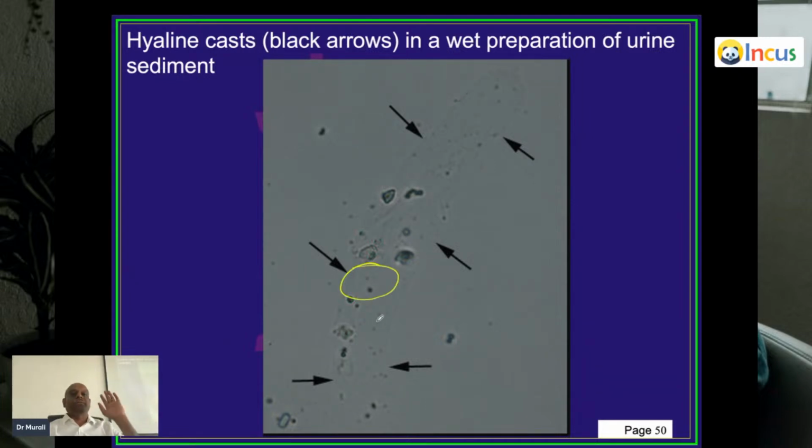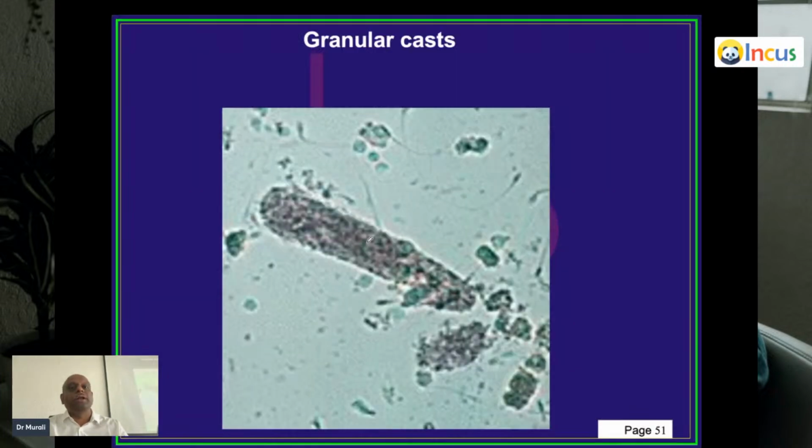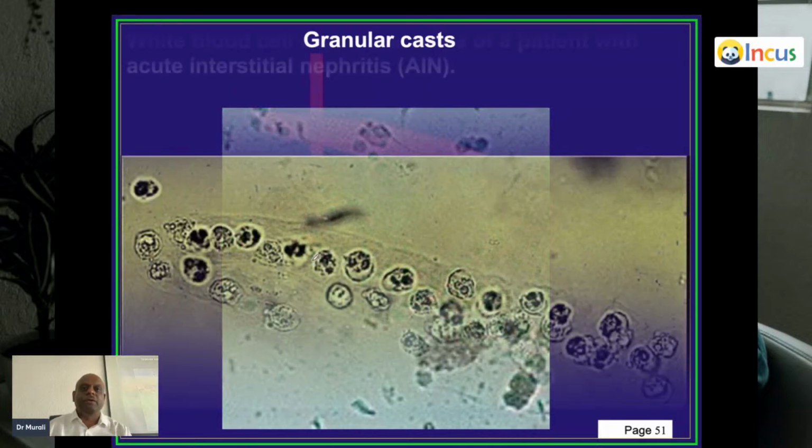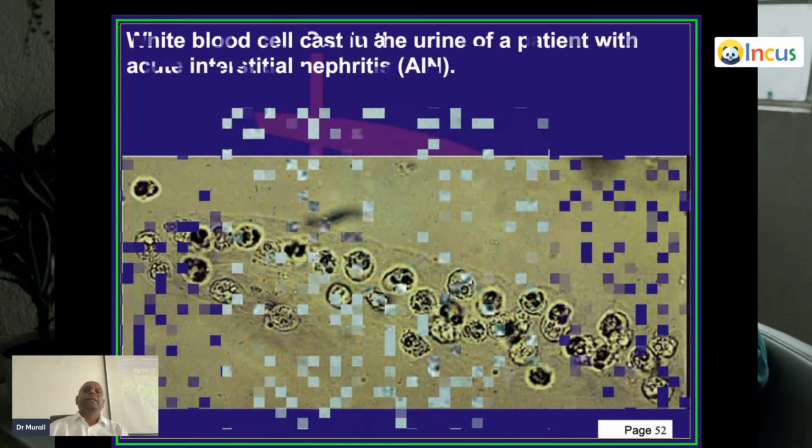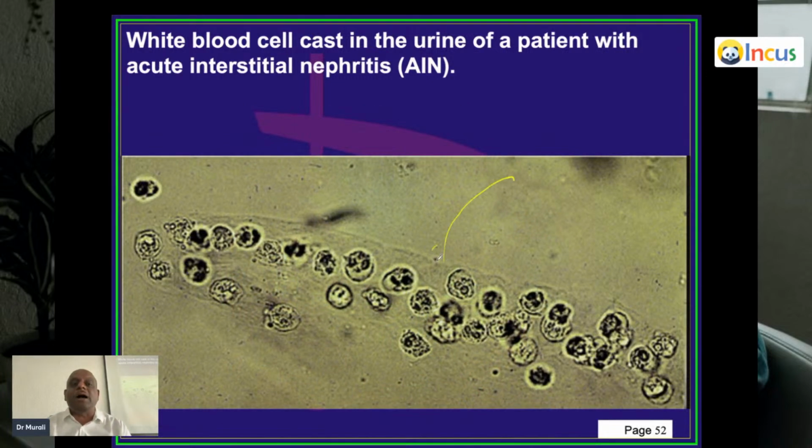Hyaline casts in a wet preparation. What is this? Hyaline casts are the feature of what? Normal urine में. These are called granular casts, which are angry urinary sediment, which is in pyelonephritis. In tubulointerstitial inflammation. Okay. Then these are the WBC casts, which are seen in acute interstitial nephritis.